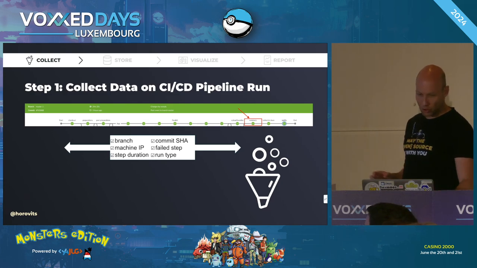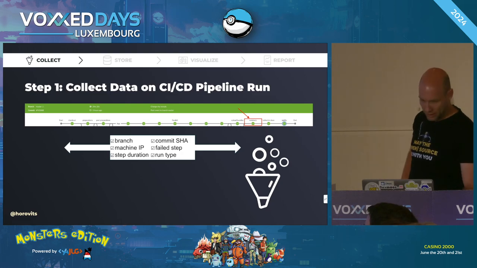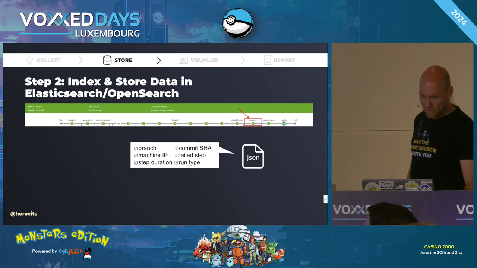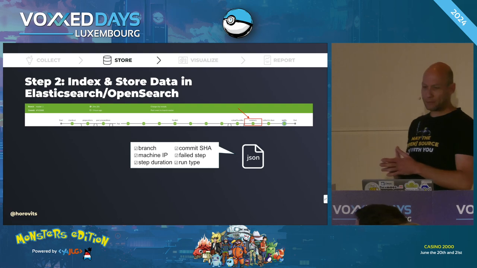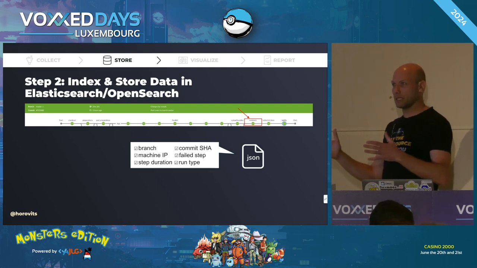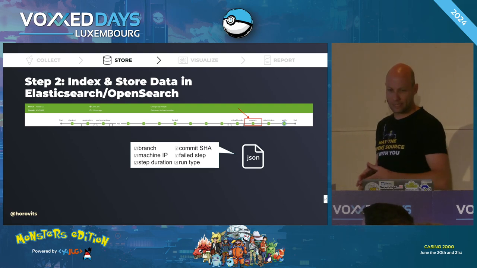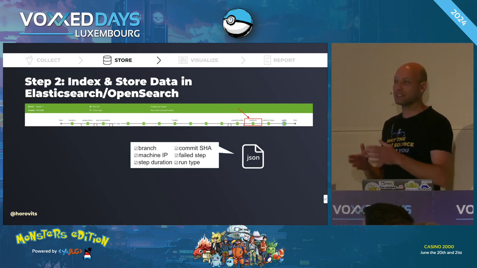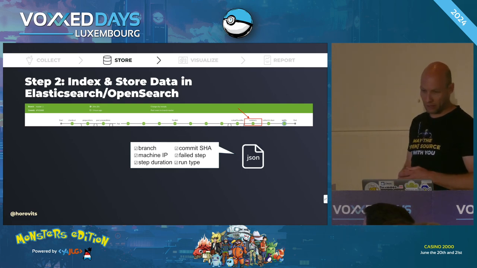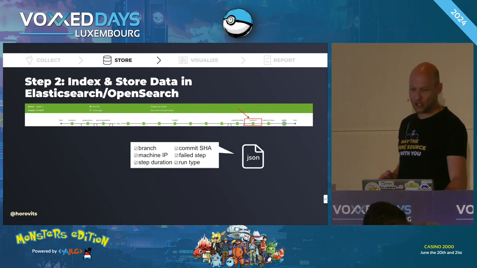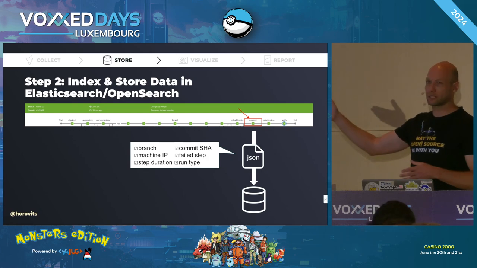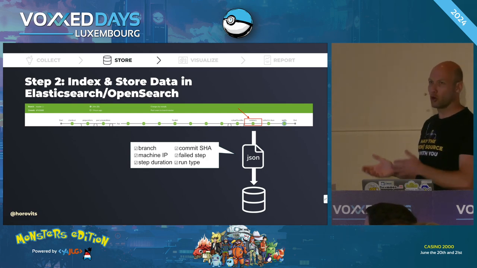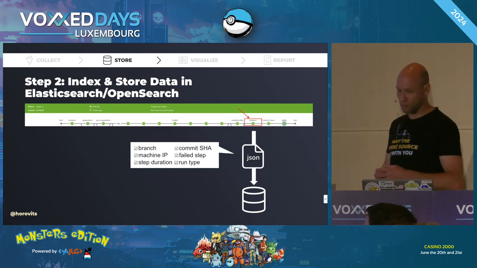So we collected all this, and then we created, if you can see here, a summary step, the one in the red rectangle, where we ran a command to collect all these things that we put in the environment variables, created a JSON with the information, and then stored it into Elasticsearch. And as I said, when we started the project we were on Elasticsearch, and we're doing it with OpenSearch now. It's very similar, so it works both ways.